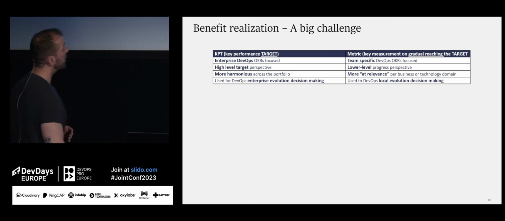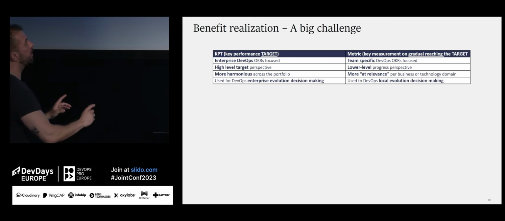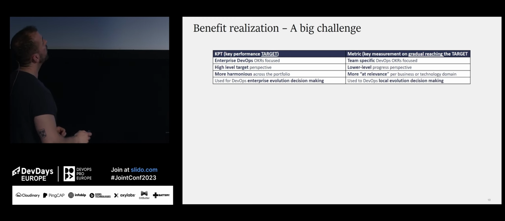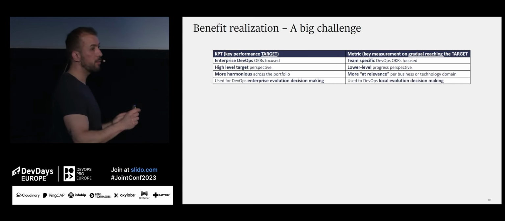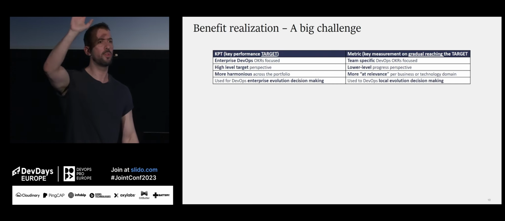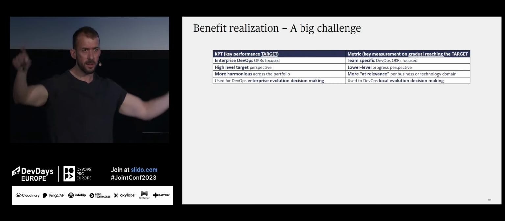So the difference a little bit between the two, because it's a little bit blurry if you talk to people. So the KPIs are on enterprise level. So imagine this is your group CIO with the group CEO looking at the state.